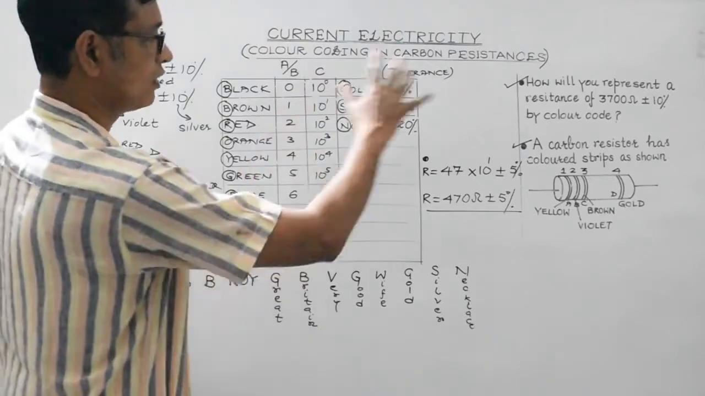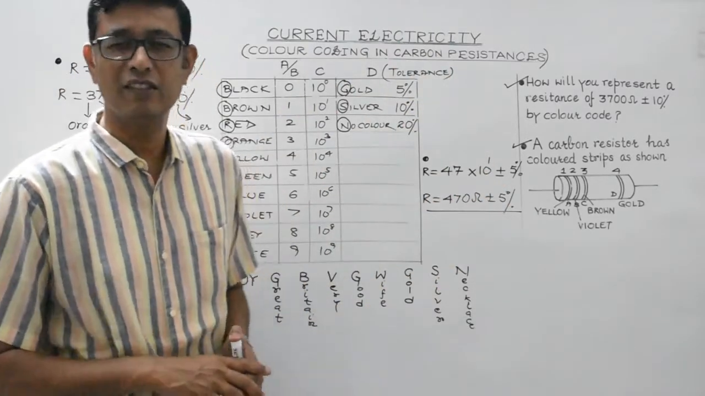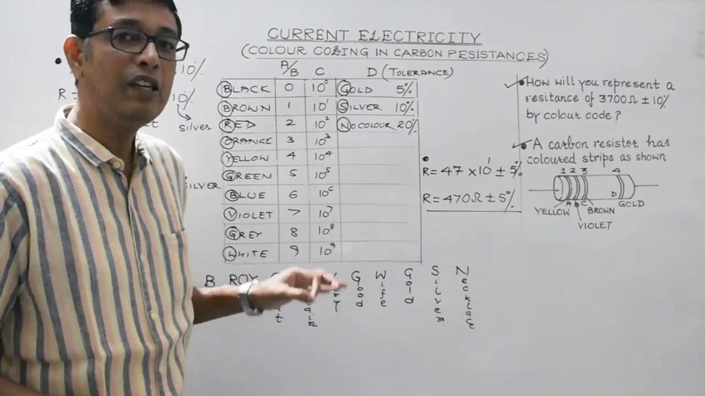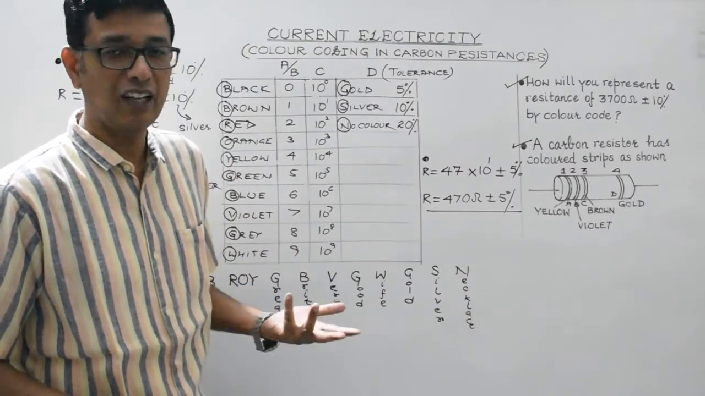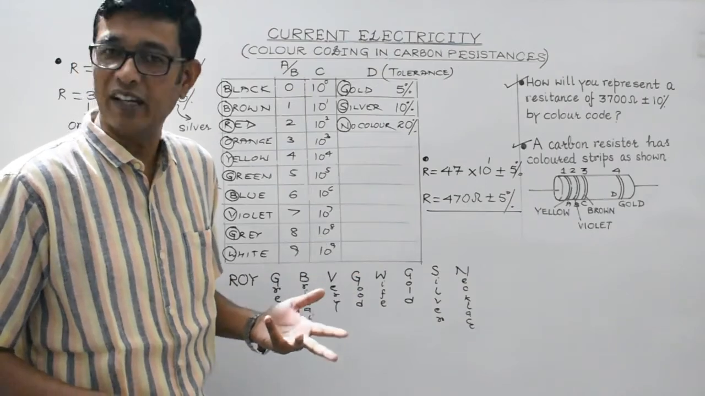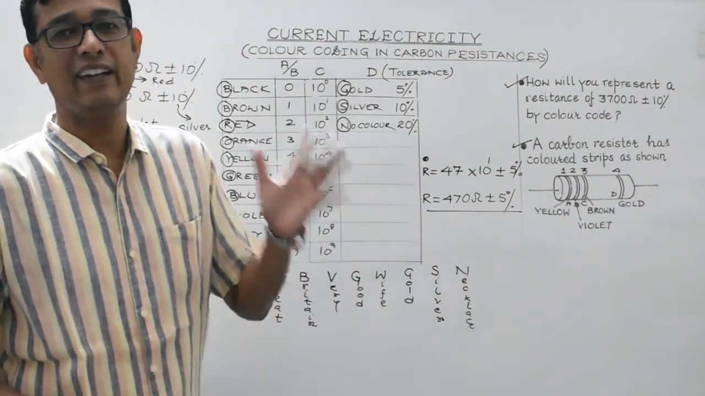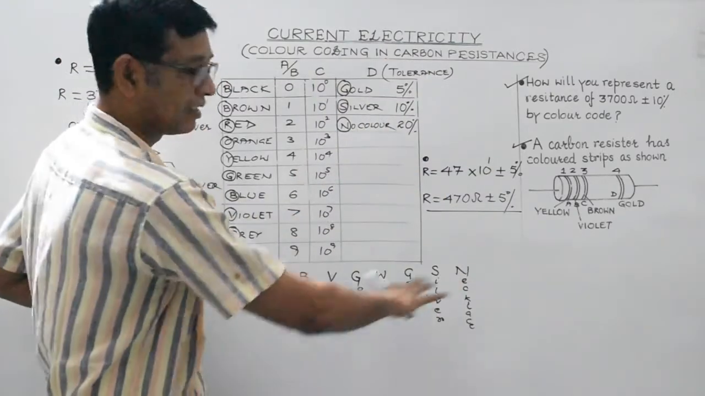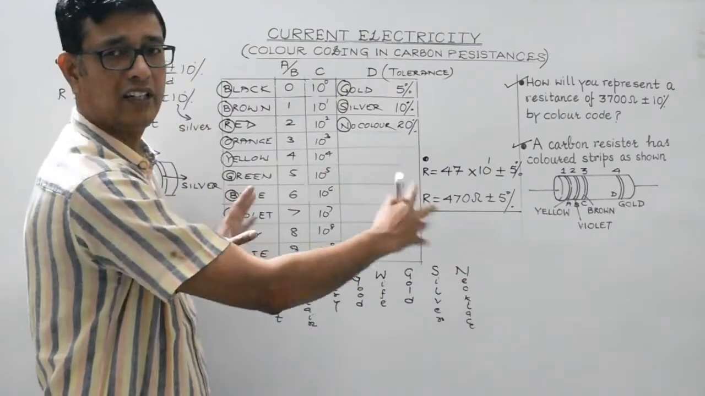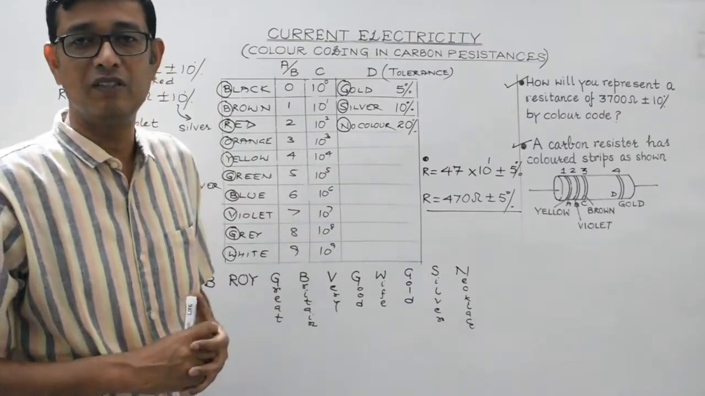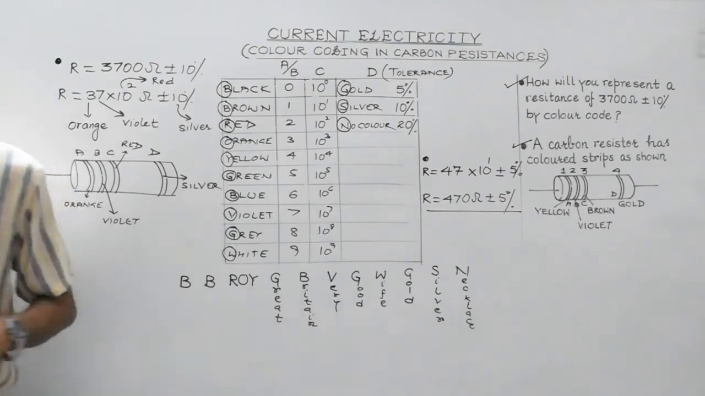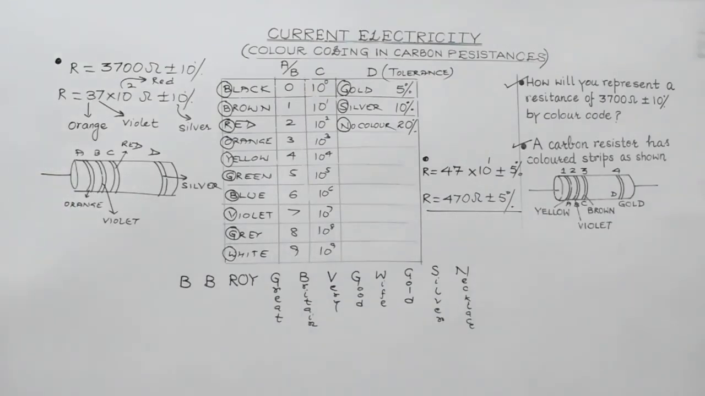I hope you have understood this concept of color coding. It's very simple. Just remember this sentence: B.B. Roy of Great Britain has a very good wife wearing gold-silver necklace. And that will solve your purpose. By simply remembering this sentence, we can do any questions related to this particular topic. Right? So, this color coding in carbon resistances is over.